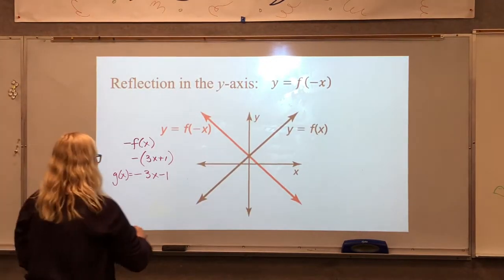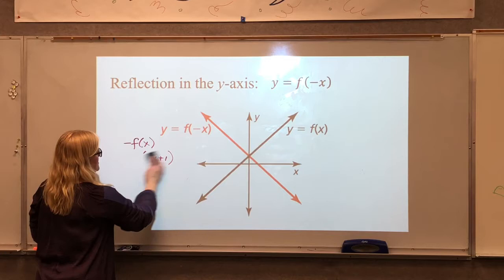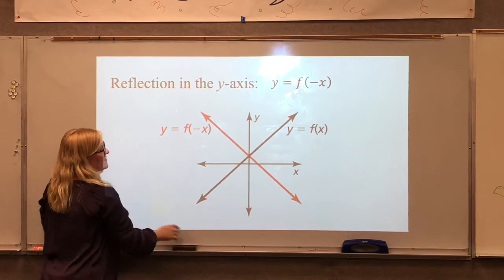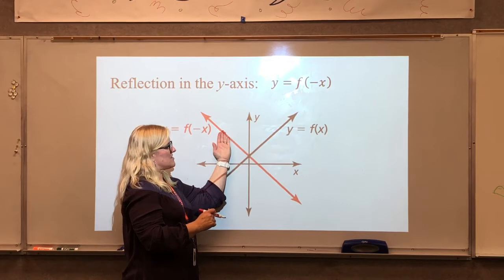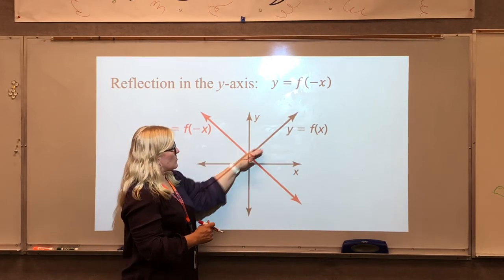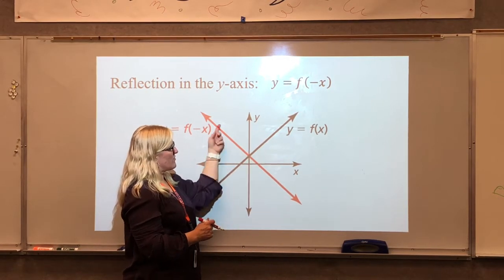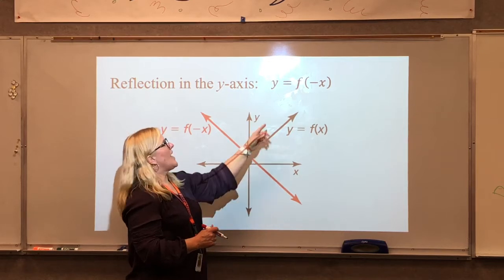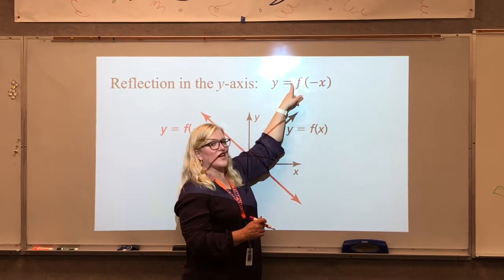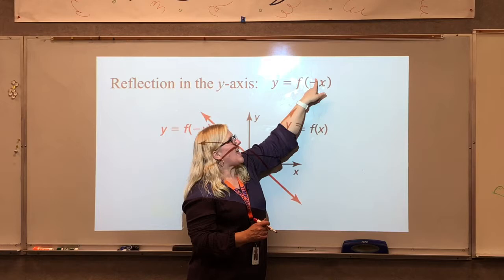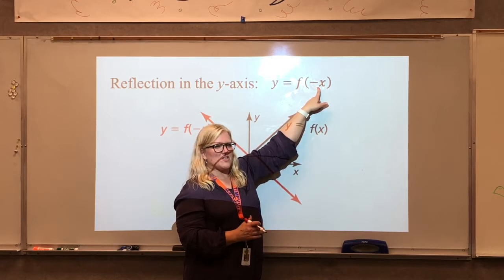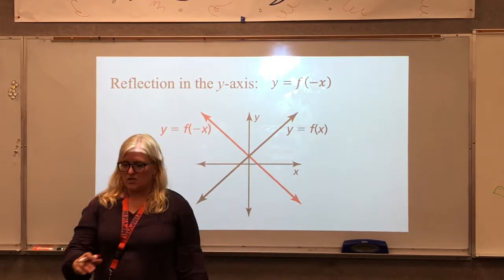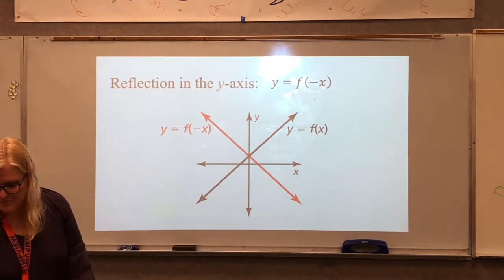Okay, so reflection in the y-axis or over the y-axis. Again, we're going to go like this. Okay, this is the original, this is the reflection. Okay, and instead of the negative being out front here, it's only the x value that becomes negative. You may not see much of a difference, but there's actually a huge difference here. All right, so let's look at an example.